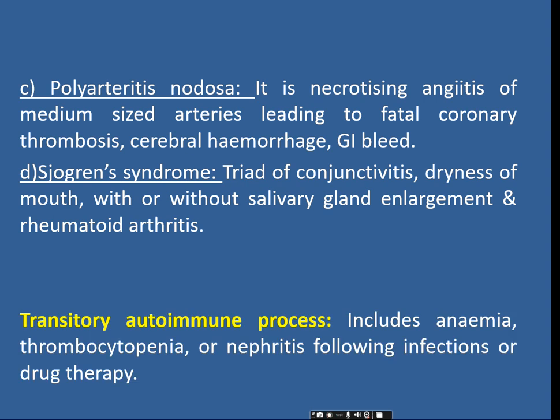Coming to the transitory autoimmune process, it includes anemia, thrombocytopenia, or nephritis following infection or drug therapy. So what will happen basically? You take therapy for a disease, right? For the symptom or any disease, you take the therapy. So ultimately it will cause morphological or anatomical damage to the cell or tissue. So it will lead the body to recognize it as non-self and produce the antibody.